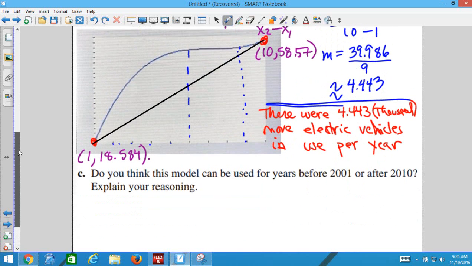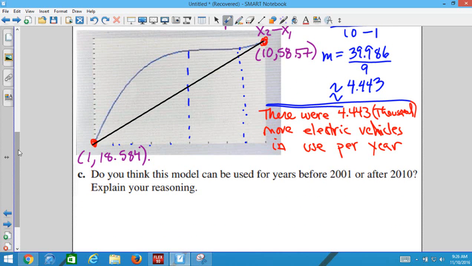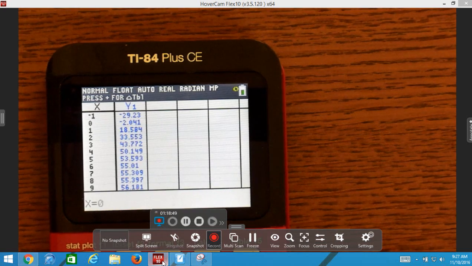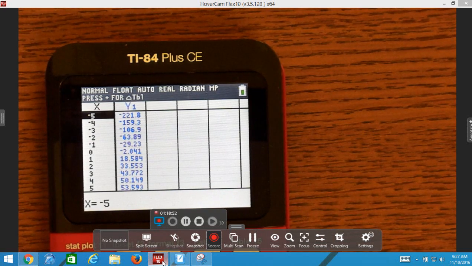Do you think this model can be used for years before 2001? It didn't exist before 2001? Maybe. Who knows? That would be a Google question. When was the first electric car around? I think probably earlier, but let's think of another reason. Go to your calculator and go to years before 2001. Wow, -221. Oh my goodness.